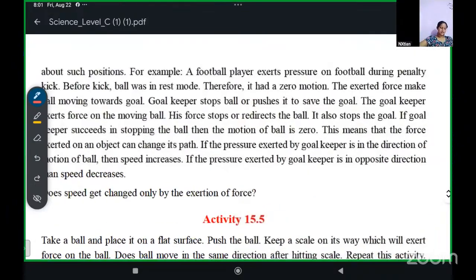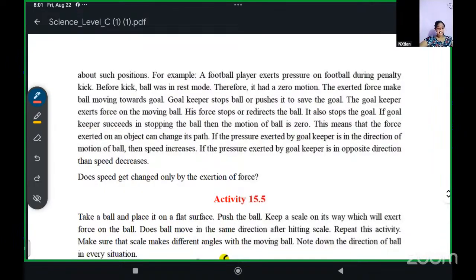Think about such positions. For example, a football player exerts pressure on a football during a penalty kick. Before the kick, the ball was in rest mode. Therefore, it had zero motion. The exerted force makes the ball move towards the goal. The goalkeeper stops the ball or pushes it to save the goal. The goalkeeper exerts force on the moving ball. He stops or redirects the ball. It also stops the goal. If the goalkeeper succeeds in stopping the ball, then the motion of the ball is zero.